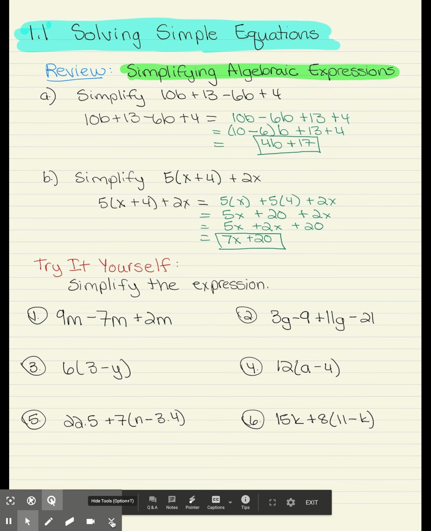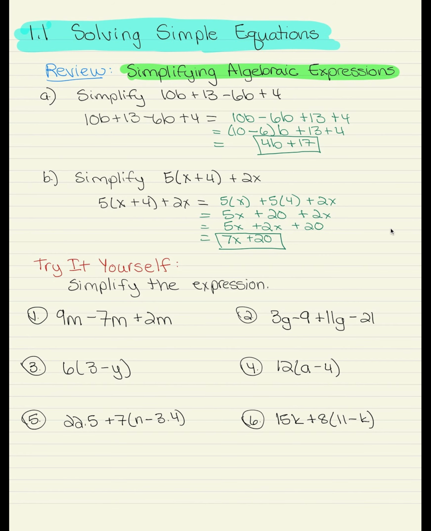All right, so today we're going to take a look at section 1.1, which is solving simple equations. And so the first thing we want to do is a little bit of review. So simplifying algebraic expressions. And they ask you to simplify 10b plus 13 minus 6b plus 4.